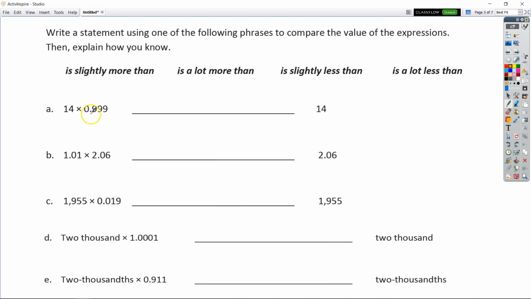Watch this. I'm going to say that that's my scaling factor. You see 14 here and 14 here. So I know that the 999 thousandths is my scaling factor. Now I have 2 and 6 hundredths here, 2 and 6 hundredths here, so this is my scaling factor. Same thing, this is my scaling factor, this is my scaling factor, and finally this is my scaling factor.